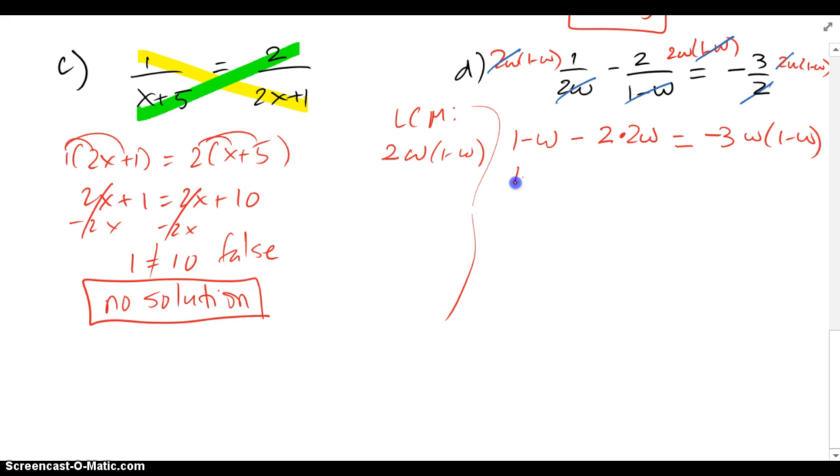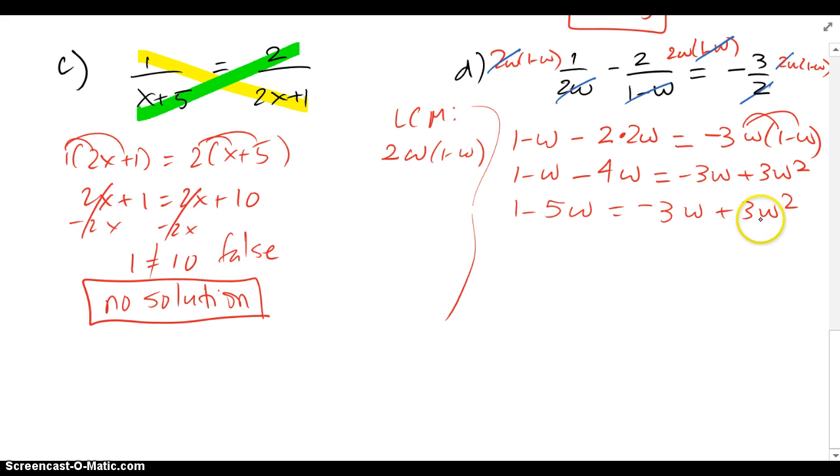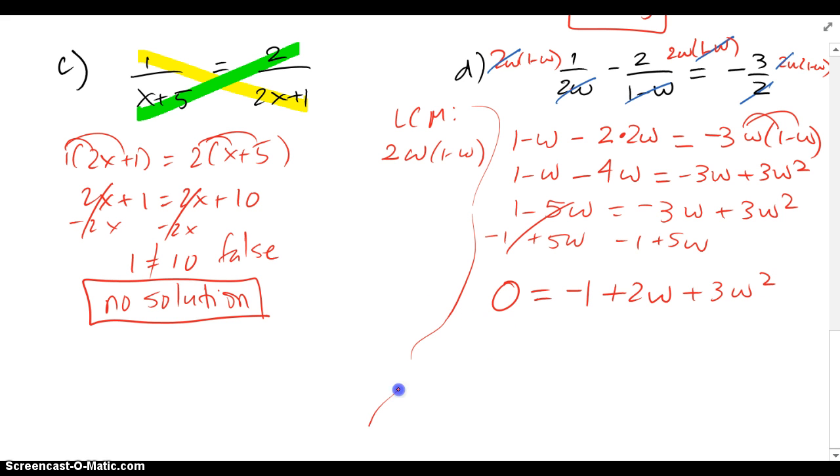So let's clean things up. 1 minus W minus 4W equals, let's distribute, minus 3W plus 3W squared. Combine like terms, 1 minus 5W, negative 3W plus 3W squared. Since this is a quadratic equation, I'm going to set everybody equal to 0. So we got to get a 0 on one side. And I'm going to put it as negative 1 for now, plus 2W plus 3W squared. And instead, in descending order, I'll look at it as 3W squared plus 2W minus 1 equals 0.